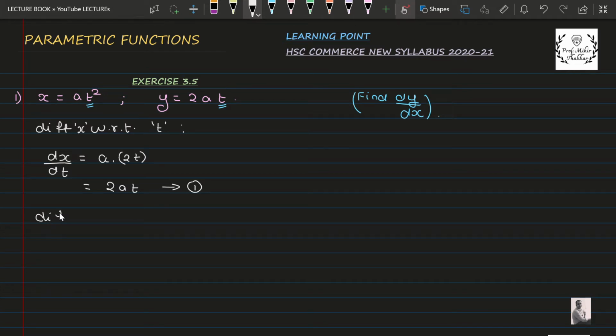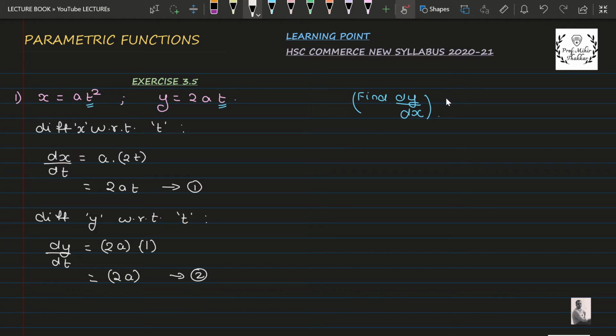Similarly, differentiate y with respect to t. So derivative of y, as you all know, it is dy by dt, which is equal to 2a is the coefficient, so we leave this 2a as it is. And when we want to find the derivative of t, I get over here derivative of t is same as derivative of x, which is equal to 1. So I get 2a into 1, which is equal to 2a. Give it as equation 2.